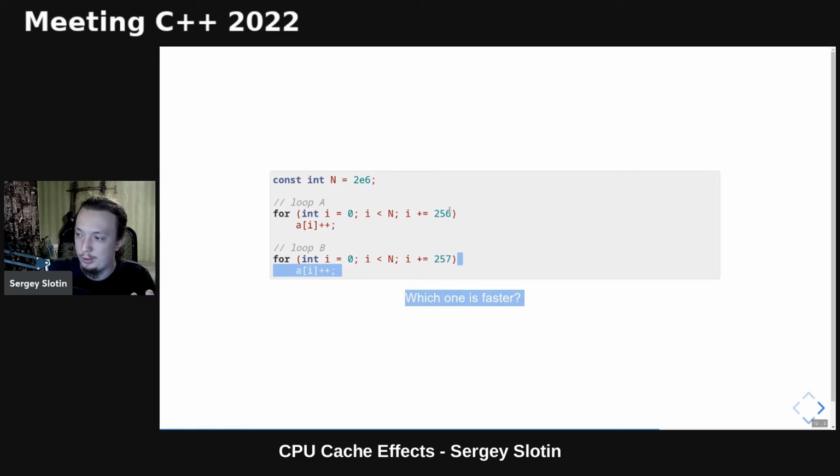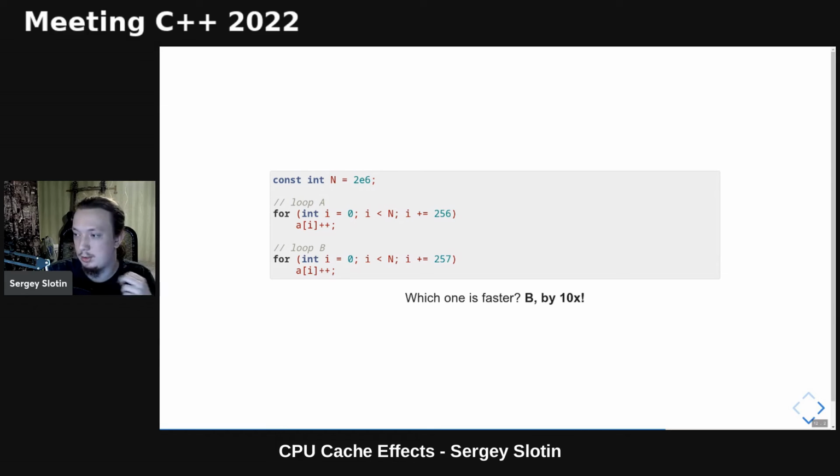But then you recall that 256 is a nice round number, which may have something to do with the SIMD or the memory system or something. So maybe the first one is faster. But the right answer is very counterintuitive. The second loop is faster, and by a lot, by a factor of 10.